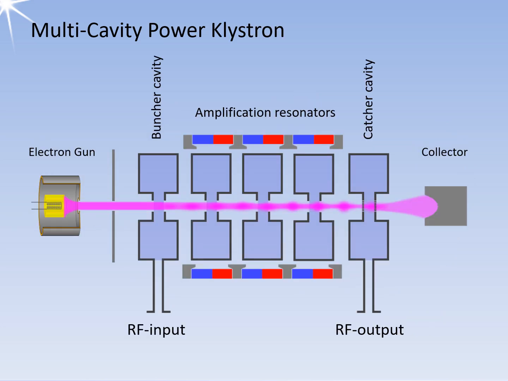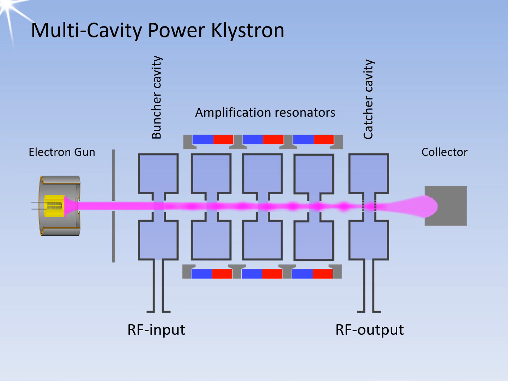The power amplification of a two-cavity klystron can be improved by adding further cavity resonators. This results in a multi-cavity klystron. The additional cavity resonators are called amplification resonators. With such klystrons, power amplifications of 30 to 60 decibels can be achieved, which corresponds to amplification factors of 1,000 to 1,000,000. Thus, the efficiency can also be significantly improved.